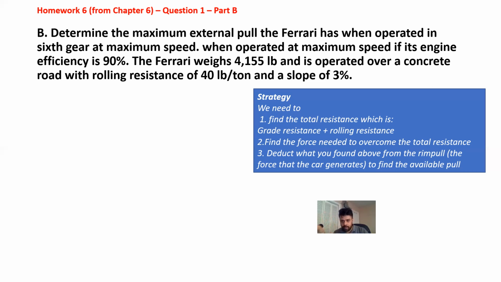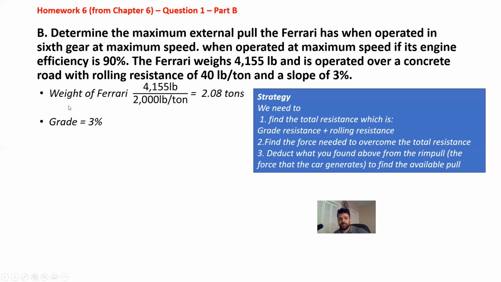Total is grade plus rolling resistance. Starting with grade resistance, we need to find the weight of the car, the weight of the car in US tons. So we simply divide it by 2,000 because there are 2,000 pounds in every ton. So this is the weight of the vehicle. It's 2.08 tons, and we have the grade.